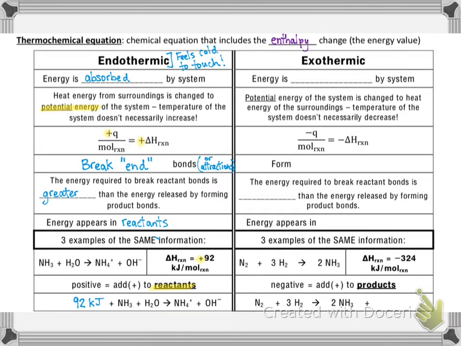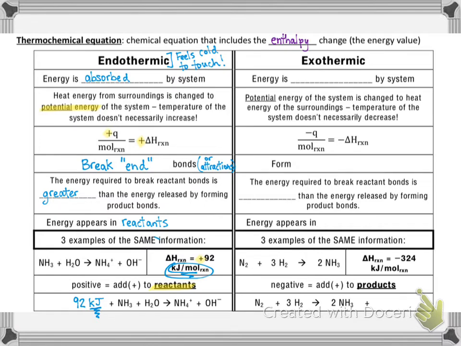Because when it's within the chemical reaction, that's implied. When this runs 1 mole of times, it will take 92 kilojoules. So notice the difference in units. Delta H by itself is kilojoules per mole reaction. But within an equation, we just say kilojoules because the moles of reaction are implied.